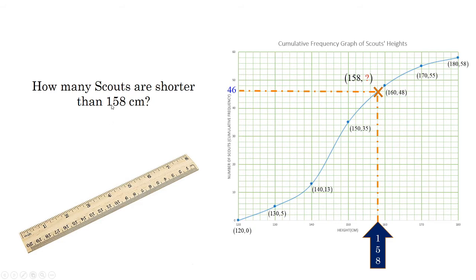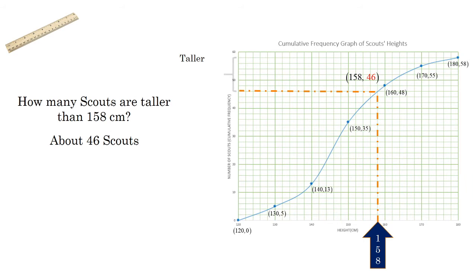So we're going to say that there were 46 people that were shorter than 158 centimeters, which means if we want to figure out how many people were taller, we just have to look, and that looks like it's going to be about 12. So about 46 were shorter and about 12 are taller. Everybody to the right of this is taller than 158, and there were 12 of them. And everybody beneath that, that 46, they're all going to be shorter. That's how you read these graphs.